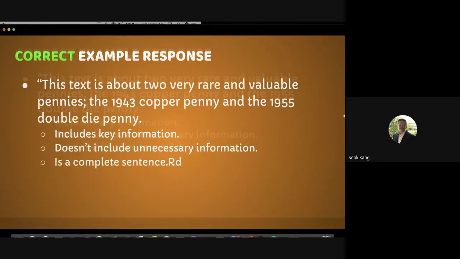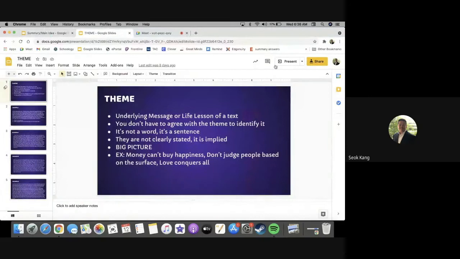We're going to move straight into theme next. Theme is something that a lot of students struggle with. It is hard because it's not directly stated in the text, and you do have to dig a little bit farther to get theme. But if you're able to effectively summarize, you should be able to find the theme as well.